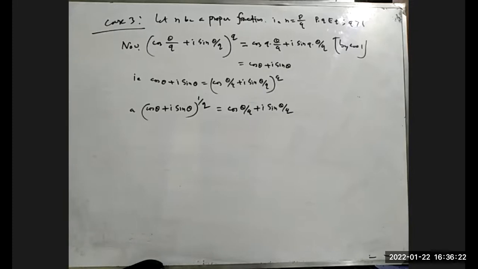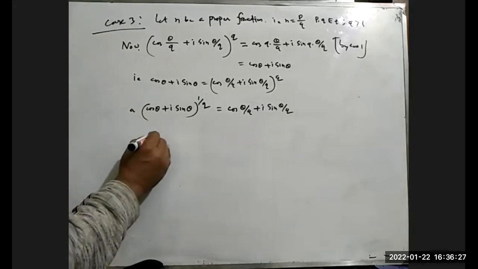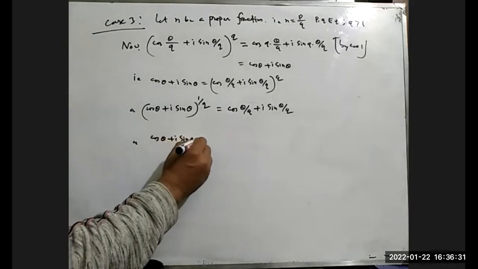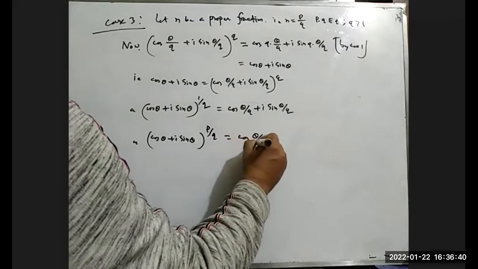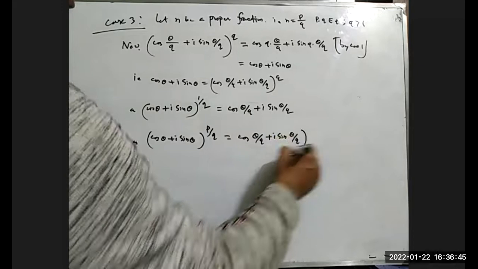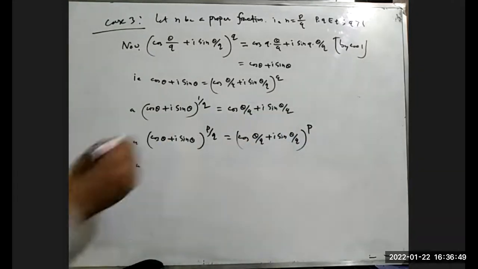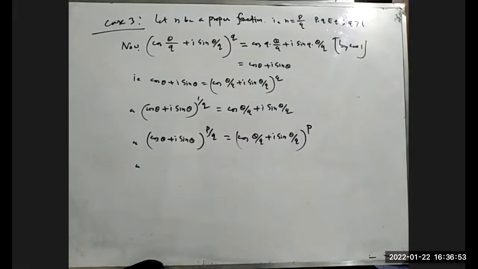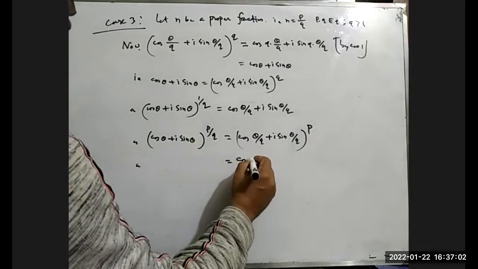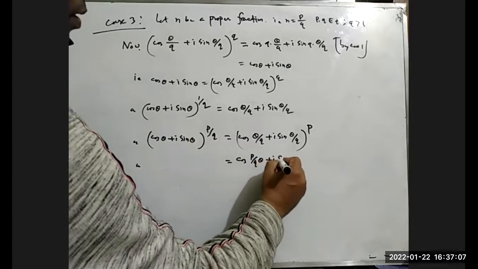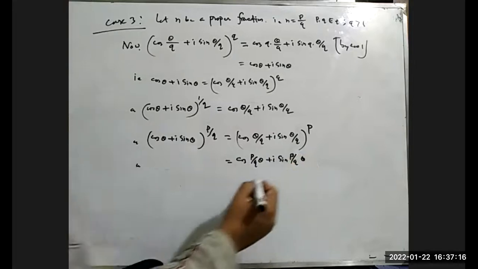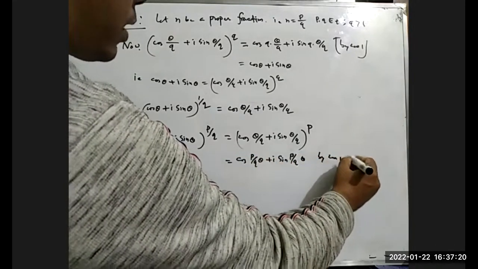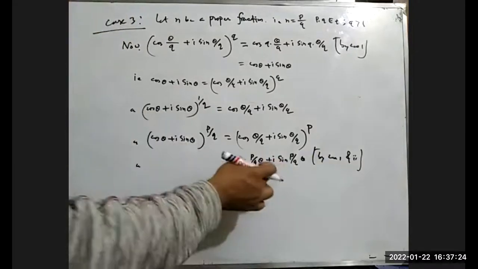Now raising both sides to the power p. Raising power p on both sides. So this can be written as, by using same case 1 and 2, cos p by Q theta plus I sin p by Q into theta. By case 1 and 2, for both cases, we can prove this result.